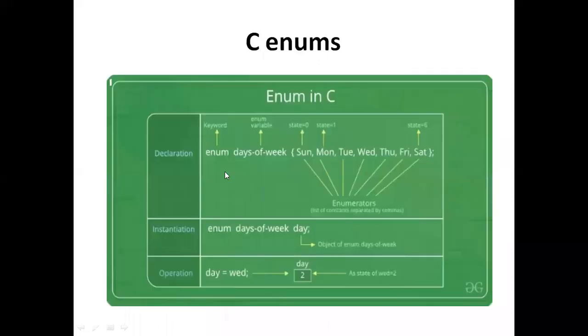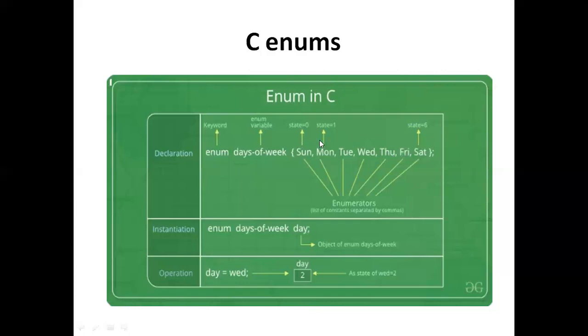By seeing this diagram you are going to understand the entire scenario. While declaring some data types, here I want to represent the weeks and values. Here I am declaring a user defined type, days of week, and I am indicating it by using the keyword enum. Inside that, the values are Sunday, Monday, Tuesday, Wednesday, Thursday, Friday, and Saturday.